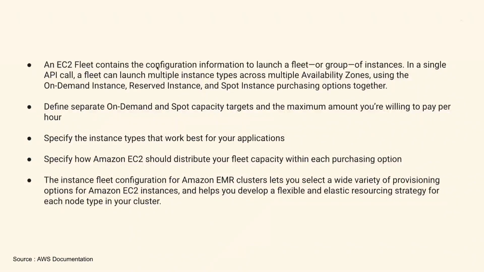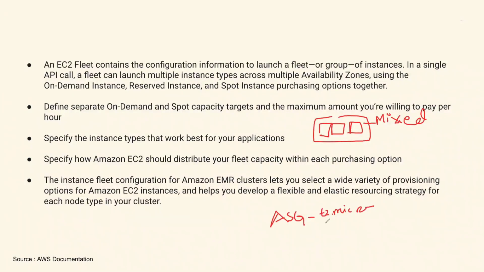Instance fleet contains configuration using which you can launch a group of EC2 instances. But the specialty of instance fleet here is that it can be a mixed set of EC2 instances. Yes. Now you might have heard about auto scaling group, right? And we can spin up, let's say, T2 micro. But what if I want to mix T2 micro with T3 medium or M series, etc.? That is what is instance fleet.